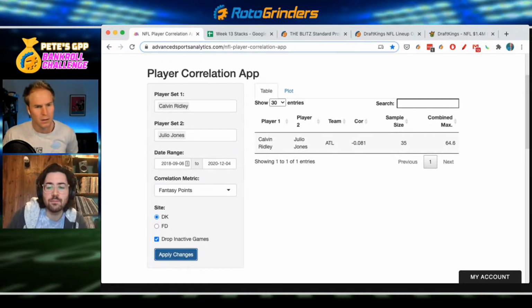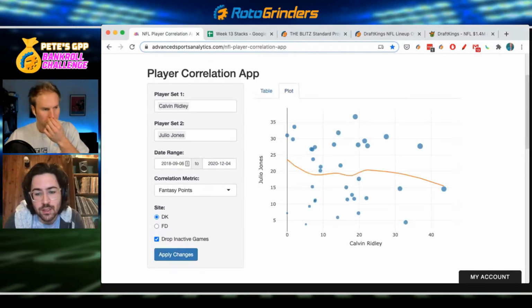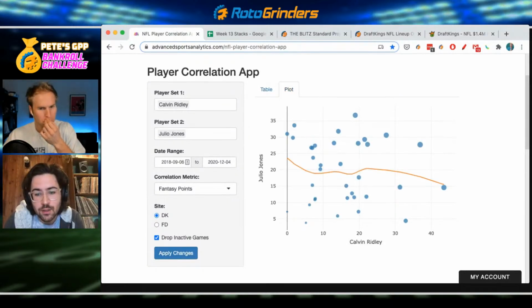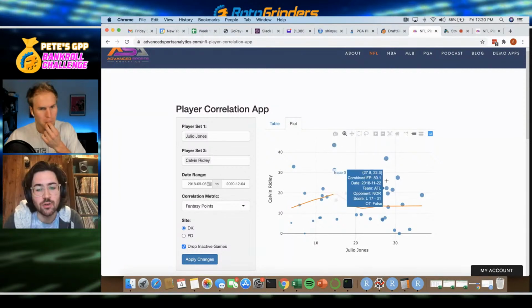Right. And if you look at what that combined max came from in the plot, this is actually pretty good. The combined max is this data point where Jones scored 27.7 and Ridley 36.9. So that's an outcome where it made sense to have both of those guys, right? As you can see, it's really at the very edge of this cluster of data points.